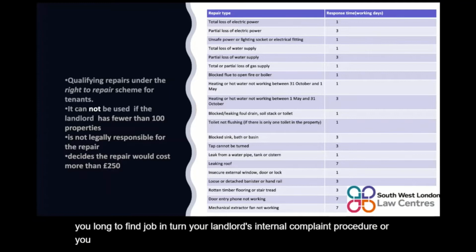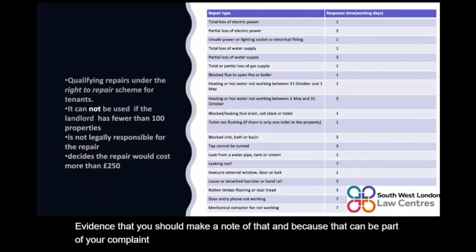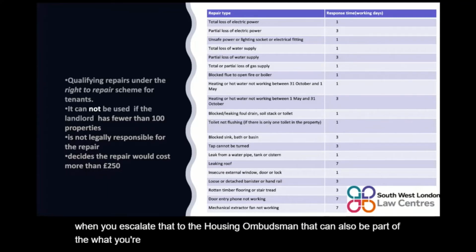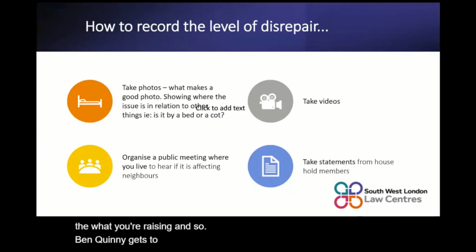don't know where to find it, then you should evidence that. You should make a note of that, because that can be part of your complaint, that you didn't know how to complain about this. And also when you escalate that to the housing ombudsman, that can also be part of what you're raising. So then it gets to how to record the level of disrepair.